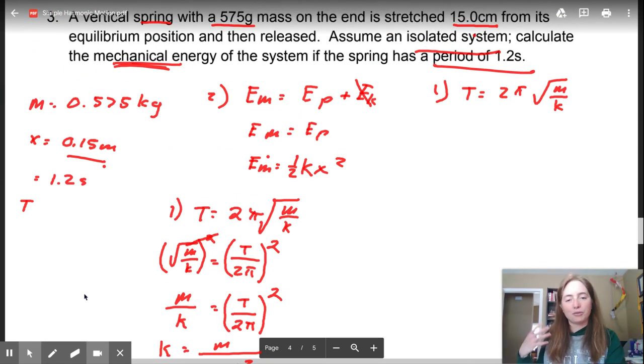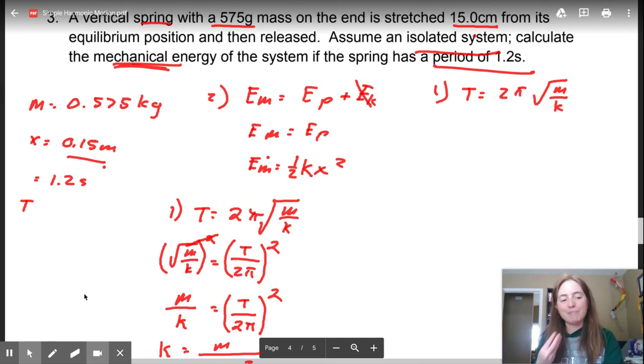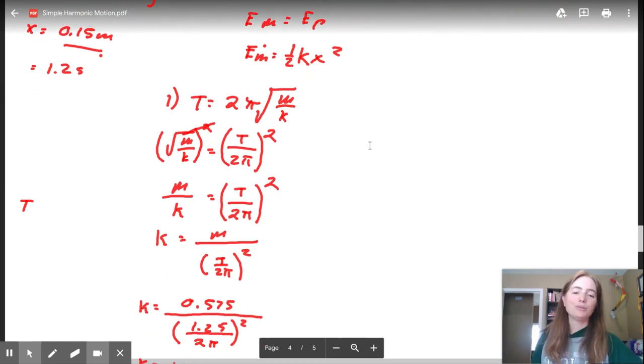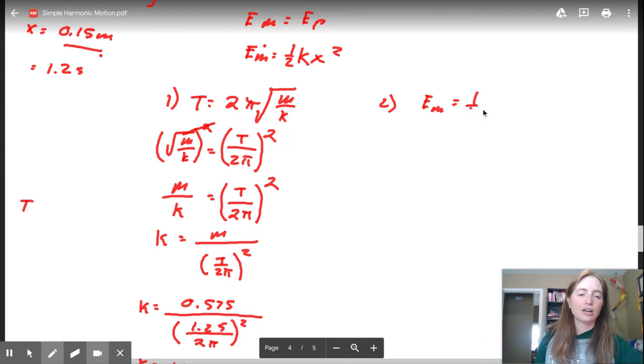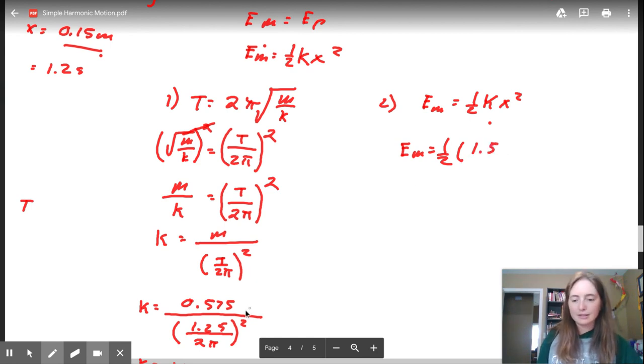Our second step is because our mechanical energy is going to equal our maximum potential energy. As we derived right here, the mechanical energy of the system is going to equal 1/2 kx squared. So I am going to use my value of k here. 1/2 times the value of k, which is 15.7639, times the value of x, which is our 0.15 meters. Don't forget to square x.